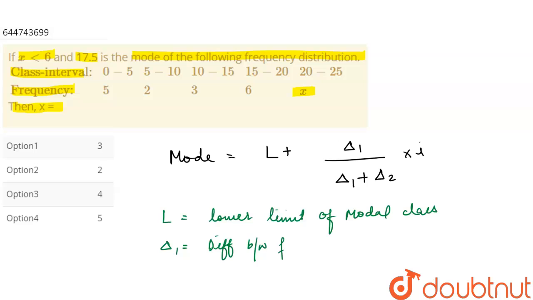And delta 1 is the difference between what? I'm representing frequency by a small f. Delta 1 is the difference between the frequency of the modal class and the frequency of the pre-modal class. So what is the frequency of the pre-modal class? That is the frequency that comes before the frequency of the modal class.